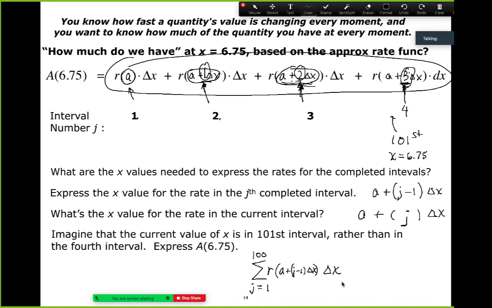It's not being multiplied like the full delta x. Right, because all of these in the sum are multiplied by a full delta x. Completed intervals are full delta x. The last interval will not be. It'll be multiplied by dx, right? So we can't include that with the sum. So then what do we do?